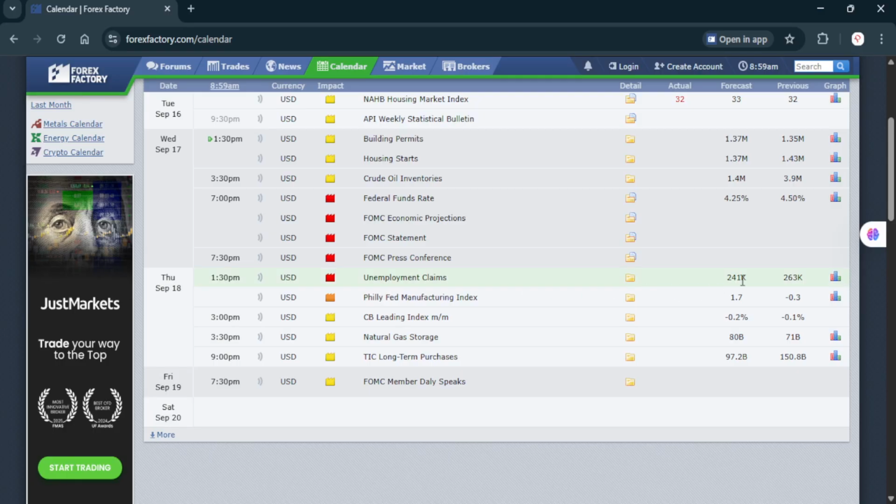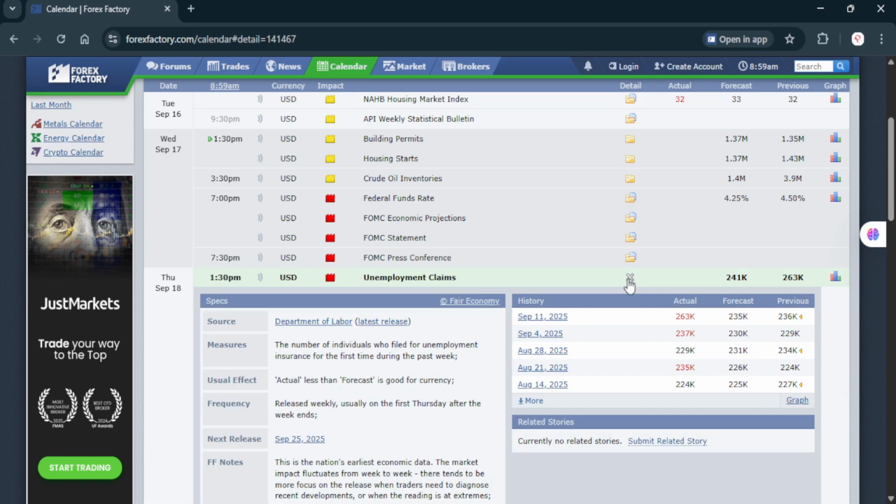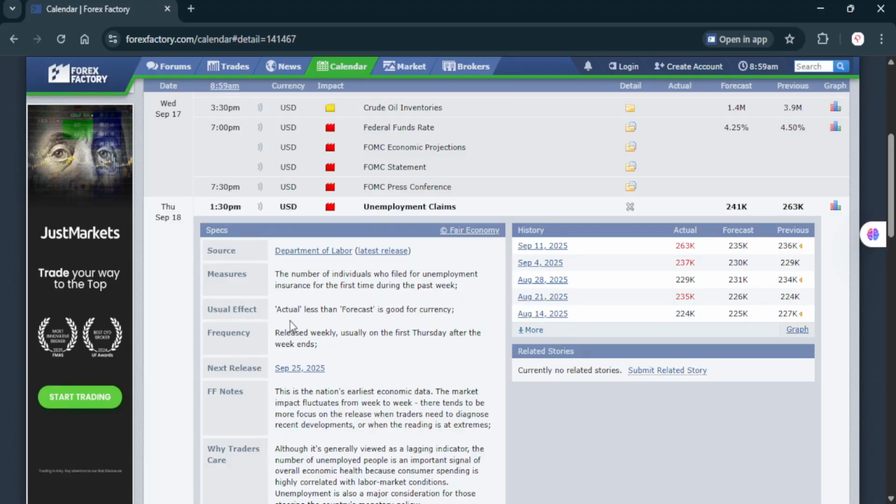So here I want to know, all right, the unemployment claims. Do you understand? So when you click on this box, you're going to see something. They will tell you here, all right, the number of individuals who filed for unemployment insurance for the first time during the past week. You understand? So actual less than forecast is good for currency.